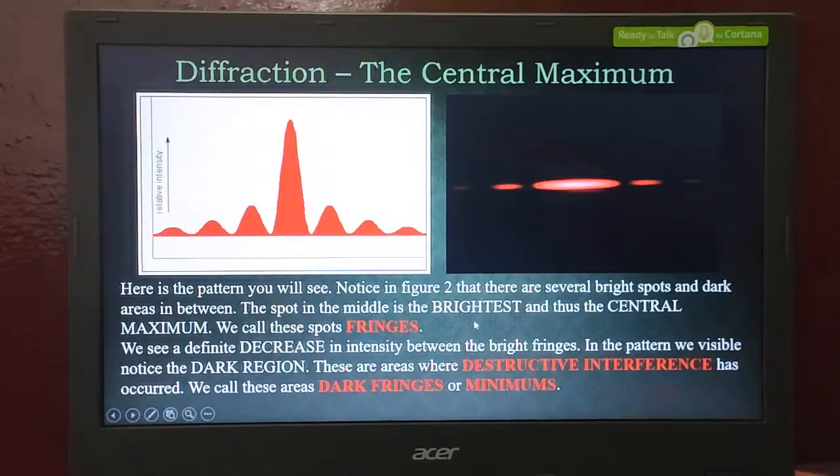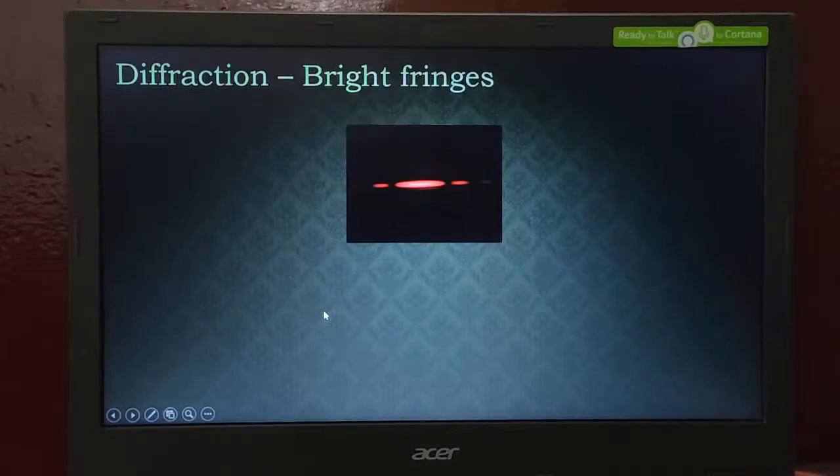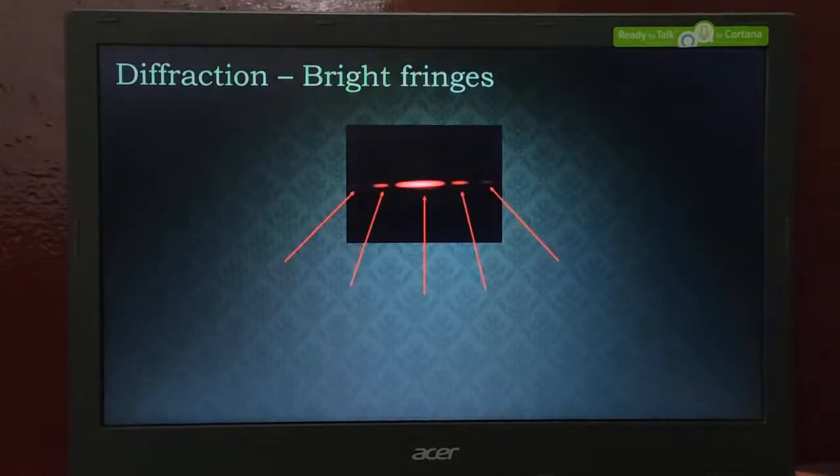Due to destructive interference. We may also call the constructive interference as maxima or maximum, and destructive interference as minimums. Destructive interference are also called as dark fringes or minimums. The constructive interference are also called as brightest or central maximum. Okay, here we can see bright fringes. The arrow marks indicate the bright spots of a diffraction pattern in that diagram.